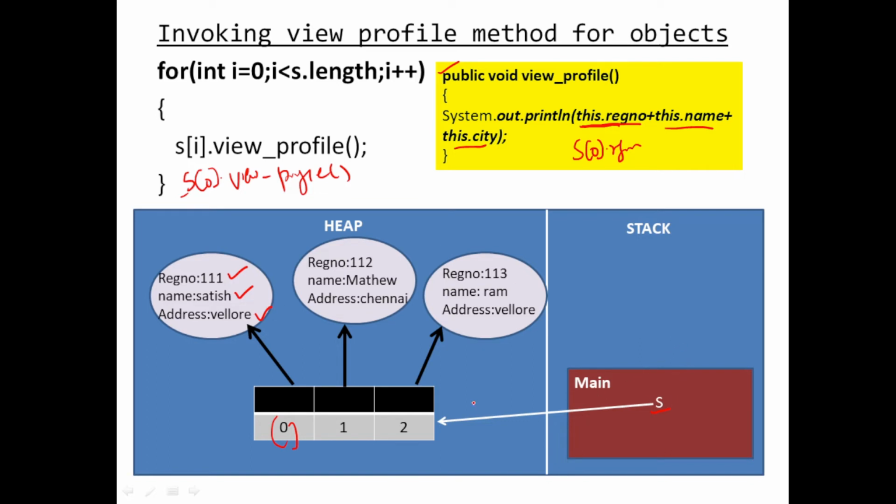Likewise, it goes to S of 1: S of 1 dot registration number, S of 1 dot name, and S of 1 dot address. The final iteration is S of 2. So S of 2 dot name, registration number, and address. So every time you invoke methods for an array of objects, always use a loop. What are the steps in creating an array of objects? First you create the array. Next you run a loop for the length of the array minus 1. You allocate the objects. And then finally you call the methods to populate the data for these objects.